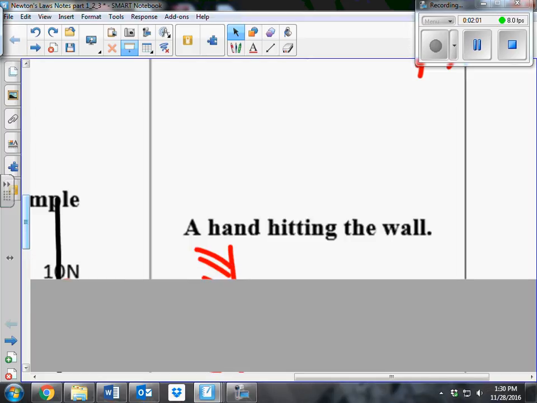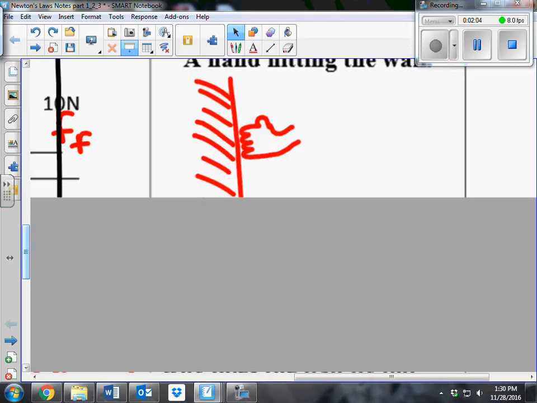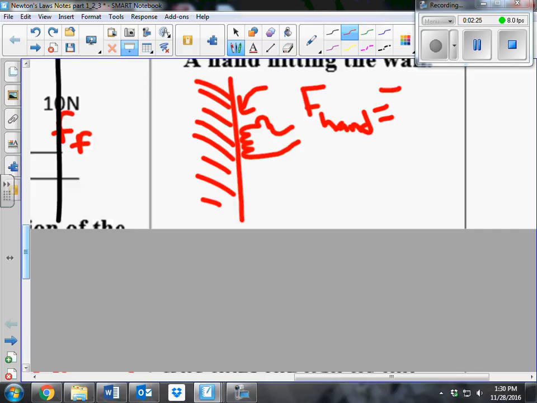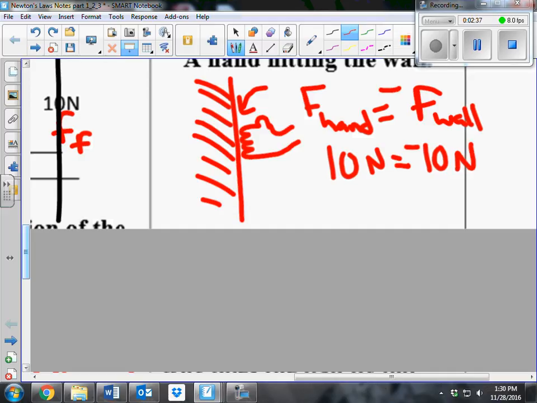But then let's say I'm angry that not a lot of my kids are doing the homework, so I punch a wall because I can't control my anger for some reason. Well, when I hit that wall, that's also an action-reaction pair. For every force there is an equal and opposite force. So the force of my hand is going to equal the opposite of the force of the wall, because for every force there's an equal and opposite force. So once again, if I punch the wall with 10 newtons of force, the wall is punching me back with 10 newtons of force.